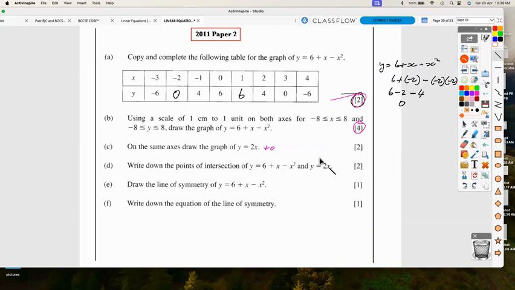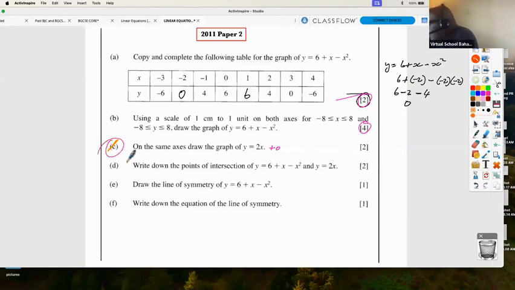Now, you see, this is C. C says, on the same coordinate plane, we are drawing this graph, right? This is the graph. Remember, a straight line graph is y equals mx plus c. The c is where it crosses the y-axis. In this graph, there's no c, so it will pass through at 0. That is why I put that 0 there to show you. And this 2 in front of the x is a positive gradient, and that will help us to graph the line.